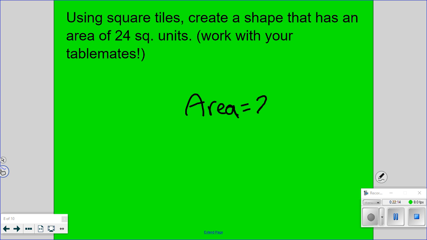24 units or square units. 24 square units. Yes. You could also write 24 what? Units. It's 3 on each one. What is it? Square. Units squared. That'll work.